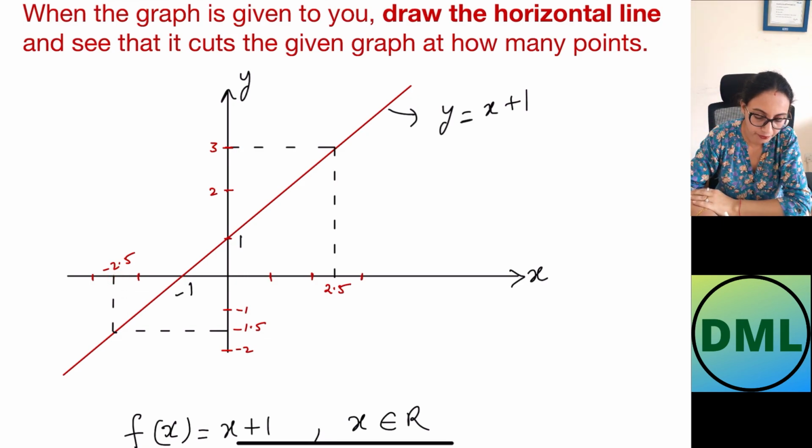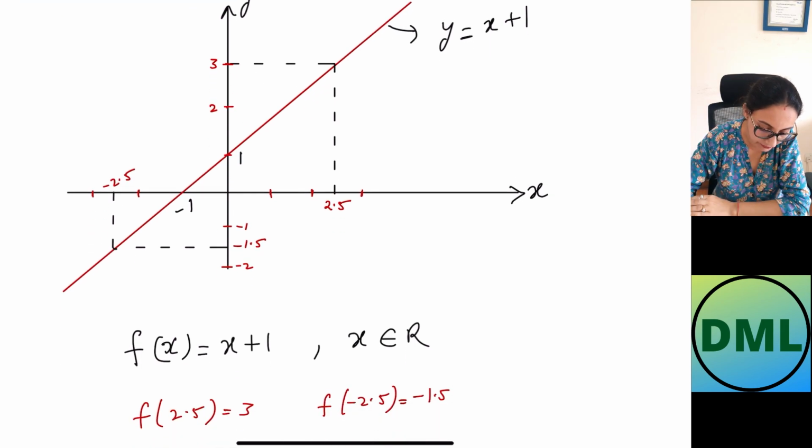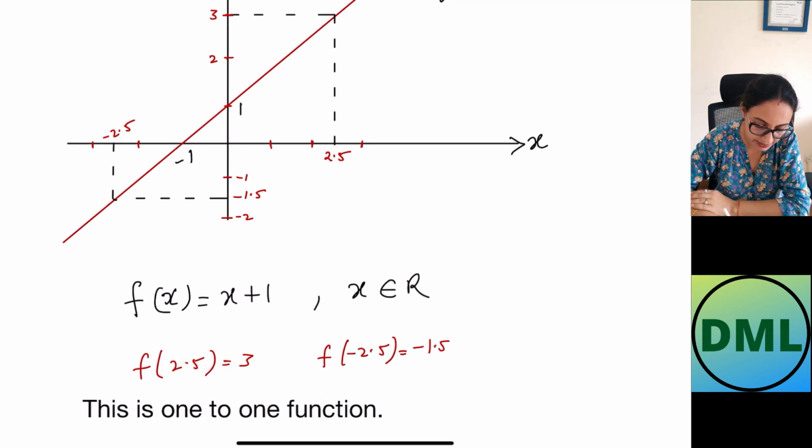This shows that for one value of y, I am getting one value of x. Or you can say that for one value of x, I am getting only one value of y. That means one value in the domain will give you only one value in the range. Like you can see from here, f of 2.5 is equal to 3. This is my input value in the domain, and this is the range value I am getting, 3. If I give minus 2.5 as the domain value, the x value, I am getting minus 1.5 as my y value in the range. Now this is called a one-to-one function.